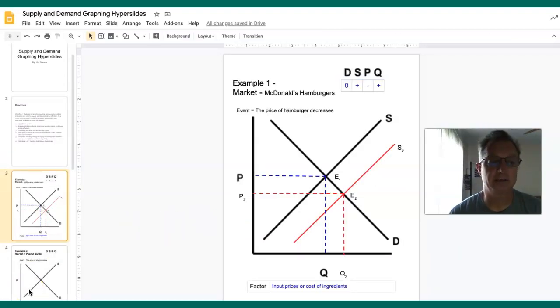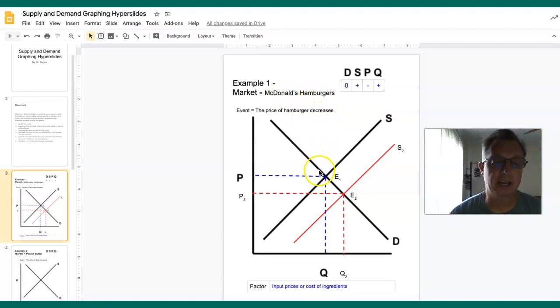Okay, so here are the different steps that you need to take in order to accomplish the following results. First, you identify what the market is. In this case, it's McDonald's hamburgers. The second step is you figure out what event takes place. The price of hamburger decreases. So you have one of the ingredients in McDonald's hamburgers, the price decreases.